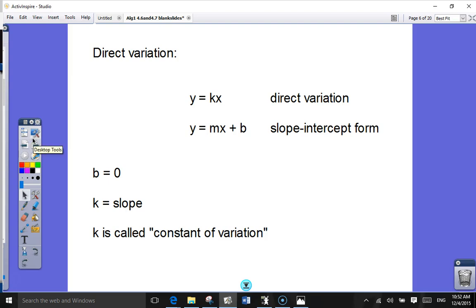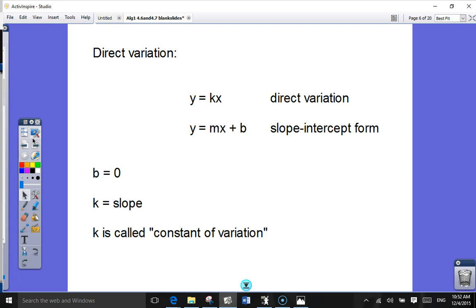So direct variation is just a kind of a straight line. It's a linear function. A direct variation has a standard formula, which is y equals k times x, right? The k is not a variable. X and y are variables. K is a constant that you don't know when you start the problem, but it is not a variable.